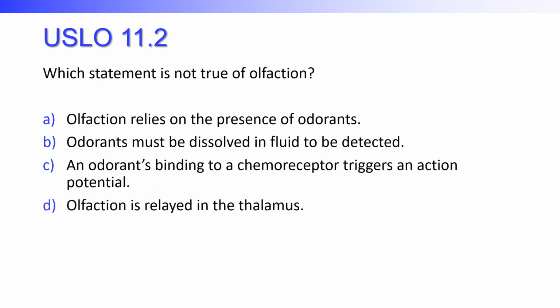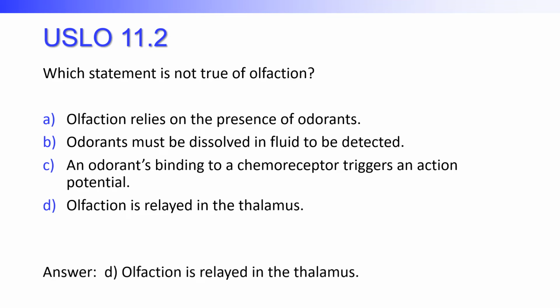Which statement is not true of olfaction? A, olfaction relies on the presence of odorants. B, odorants must be dissolved in fluid to be detected. C, an odorant's binding to a chemoreceptor triggers an action potential. D, olfaction is relayed in the thalamus. Which one of those is not true? And hopefully you said D. Olfaction is relayed through the thalamus.